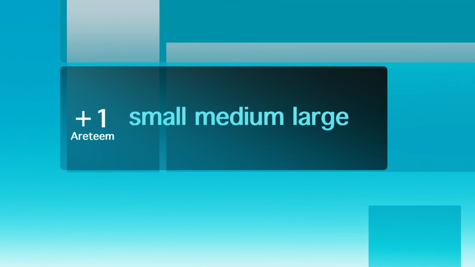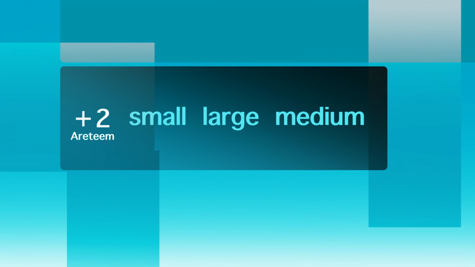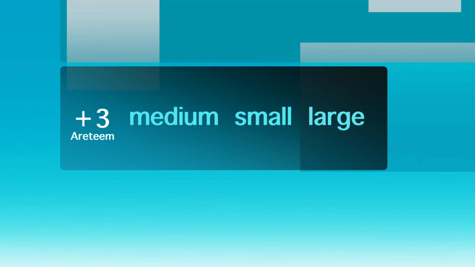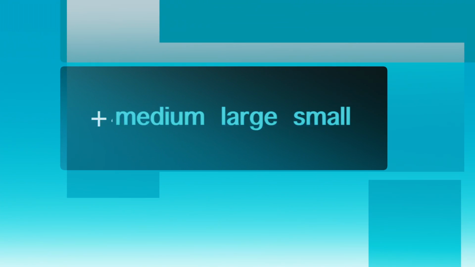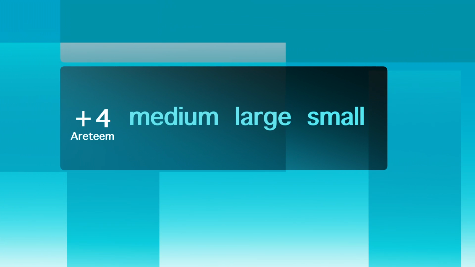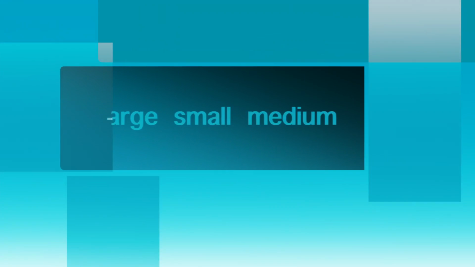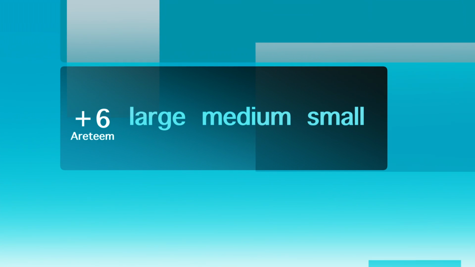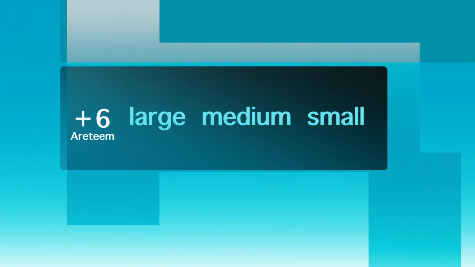So now we arrange the 3 cards according to the following rule. For +1, we do small, medium, large. For +2, we do small, large, medium. For +3, we do medium, small, large. For +4, we do medium, large, small. For +5, we do large, small, medium. And finally, for +6, we do large, medium, small.